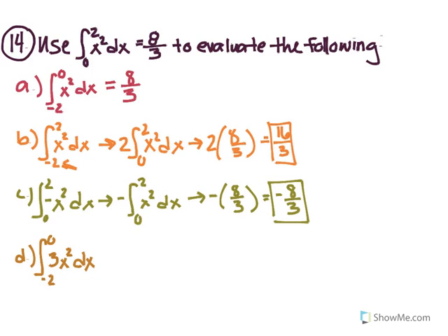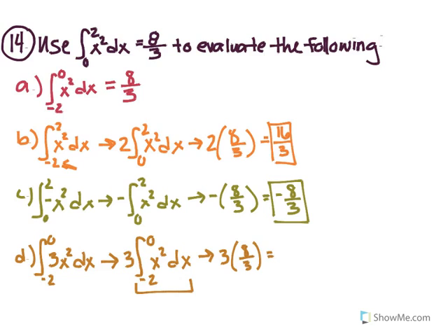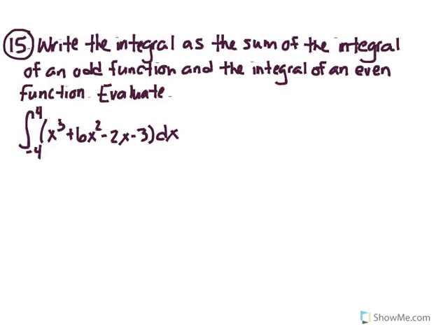And then the last one. So same kind of situation. I'm going to take the 3 and put it on the outside. And this is still the integral from -2 to 0 of x squared dx. And we already know the value of this integral from example A. So I know that this whole part is 8 thirds. So I'm going to do 3 times 8 thirds. And that's going to give me 24 over 3, which is the same thing as 8. So there we go. Okay, so just one more example and then we'll be done.